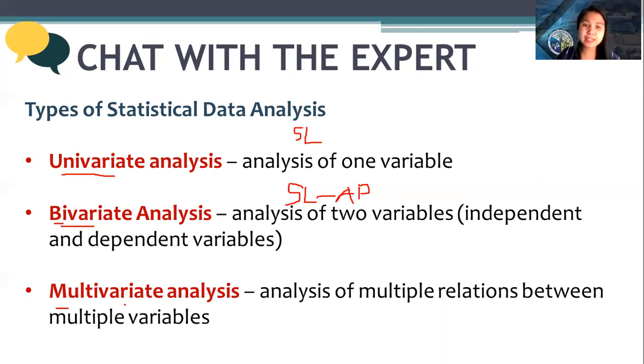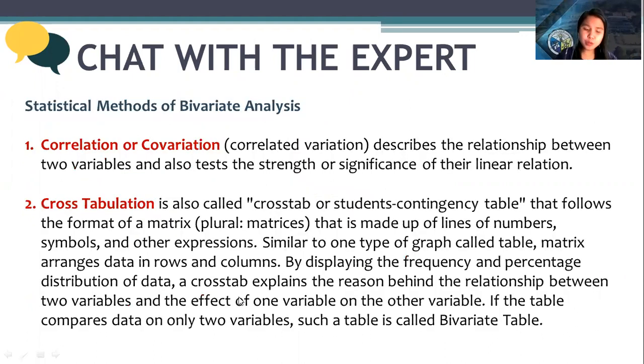If you say multivariate analysis, there's more than two variables. You can have two independent, one dependent, or one independent, two dependents. It's up to you. For example, stress levels and sleep quality on academic performance. There are three variables this time. So we use multivariate analysis. Now, how do we analyze bivariate data? We can do it first by correlation or covariation.